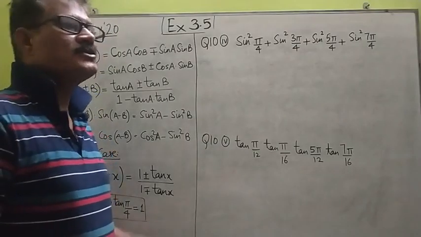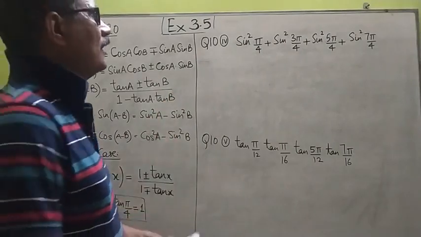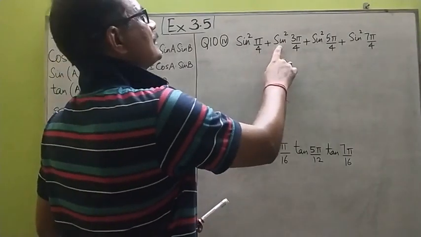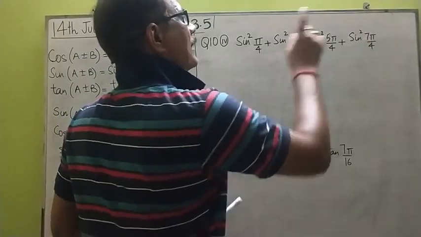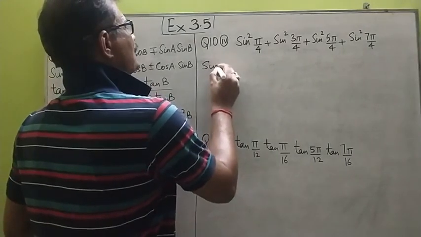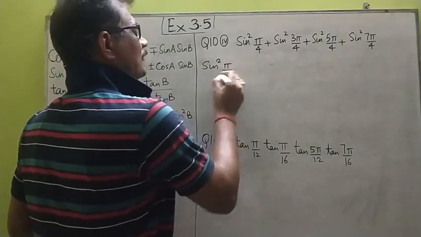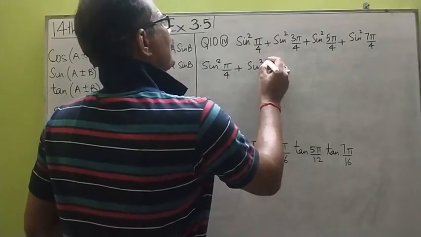Now let's do some questions from exercise 3.5. Question number 10, part 4. Sine square pi by 4, sine square 3 pi by 4, sine square 5 pi by 4, sine square 7 pi by 4. Now let's begin. We write sine square pi by 4 initially, although it's a standard value, sine 45 degree, we'll put the value later on. Similarly, sine square 3 pi by 4.